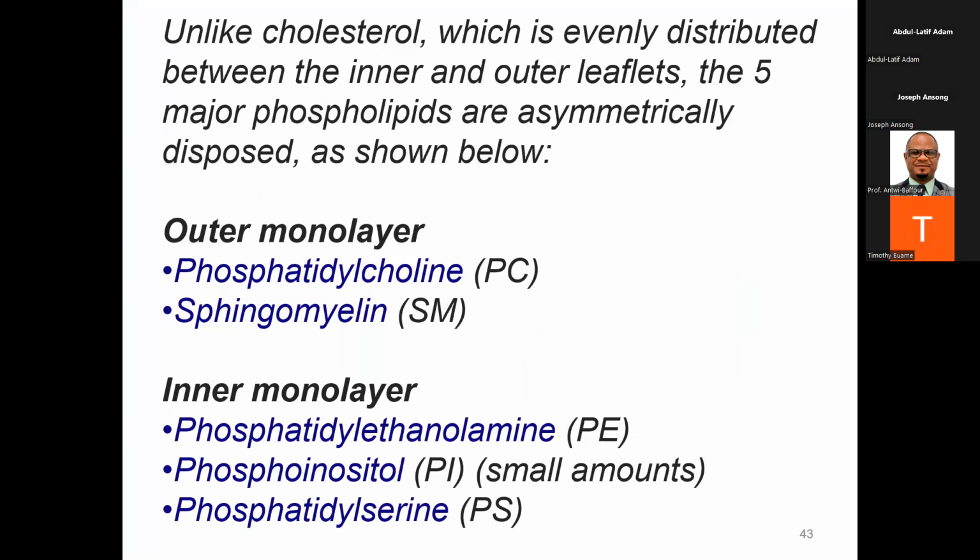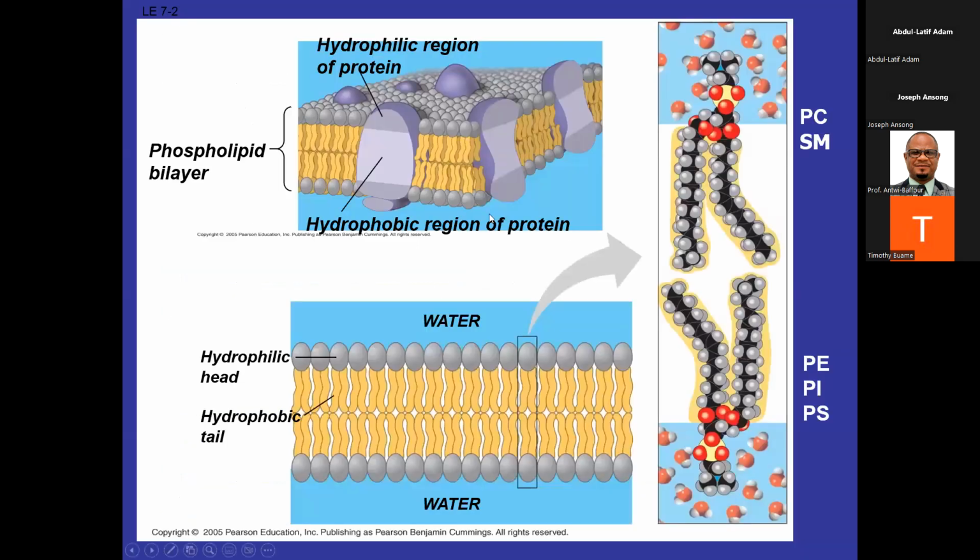When the cell is damaged, some of these inner membrane lipids can be seen on the outer side. For example, when you see phosphatidylserine on the outer layer, it is an indication that the cell is undergoing apoptosis. So the different phospholipids are kept within their domain if the cell has no defect. Here you can see the layers very well, and then you have the hydrophilic region, water-loving, and the hydrophobic region.